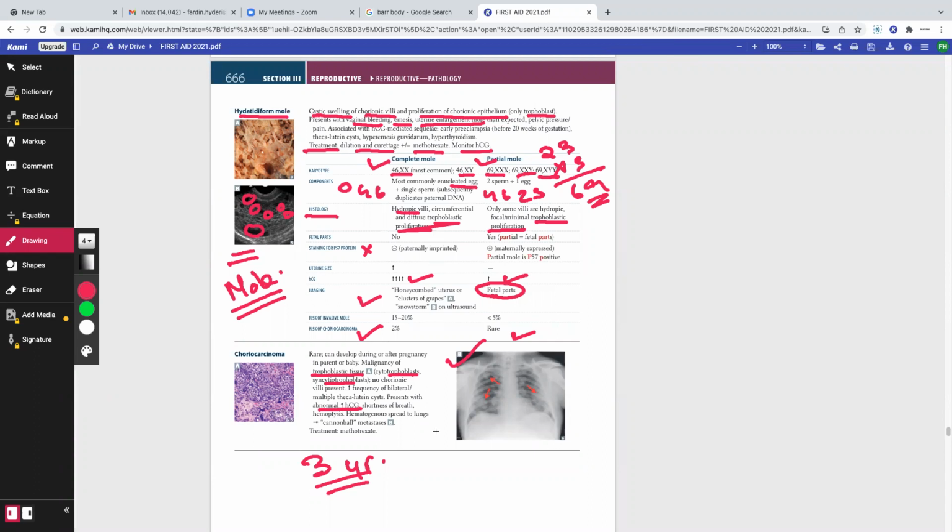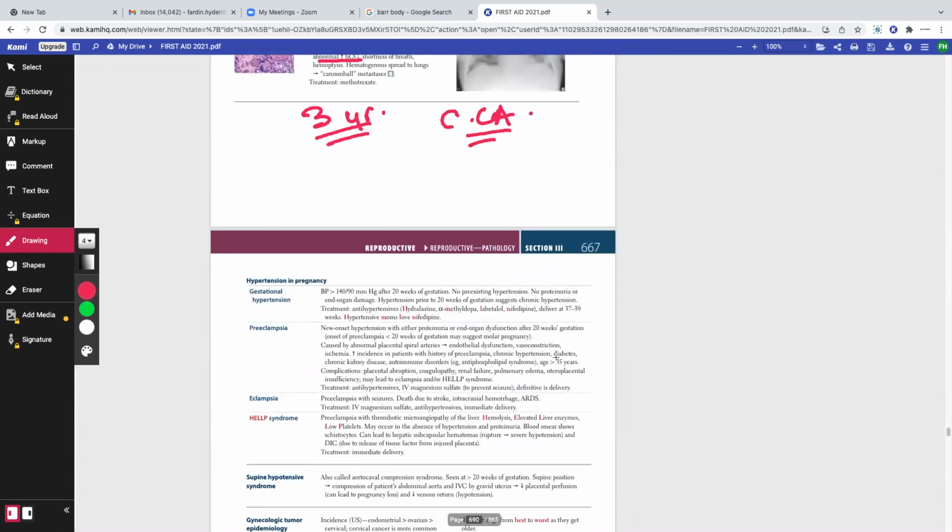The diagnosis is choriocarcinoma. Yes or no? Choriocarcinoma. Okay. As simple as that. Okay. So quick questions, quick answers.